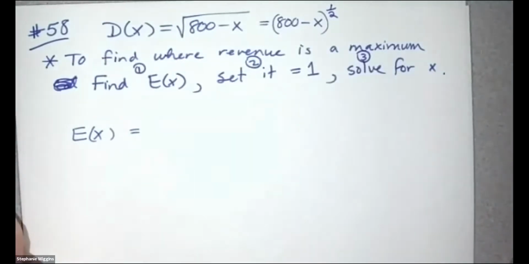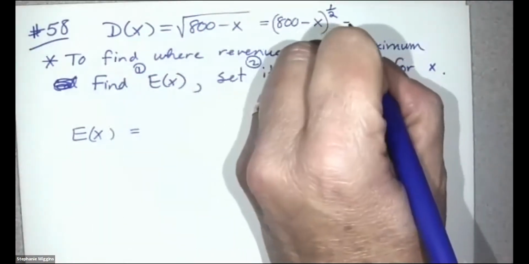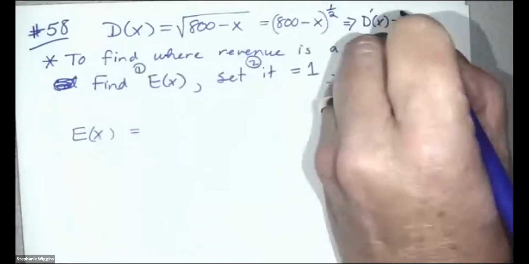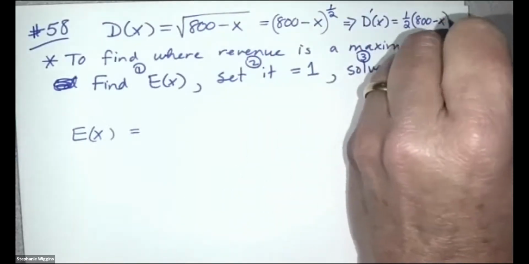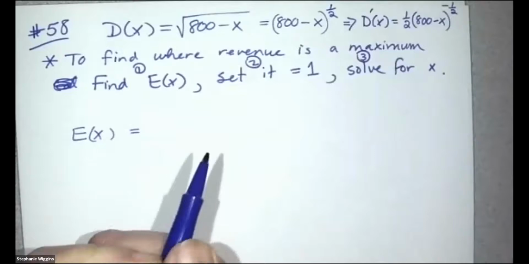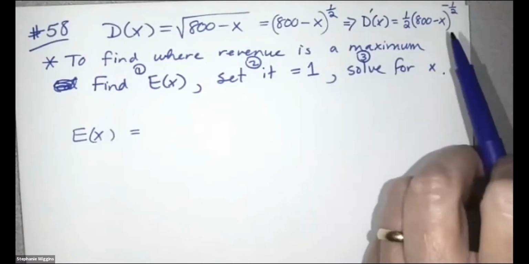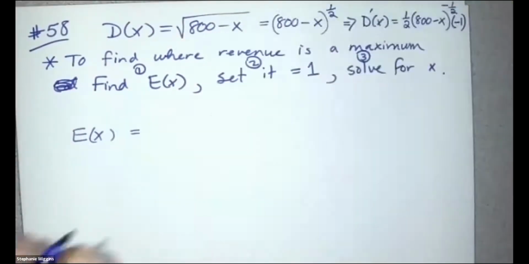So I want to first find the derivative of this. D prime of x equals 1/2 comes out front, then 800 minus x to the negative 1/2 power, okay? And don't forget this last step. By the chain rule, you have to multiply by the derivative of what's inside. The derivative of 800 minus x is negative 1. Don't forget that, okay? That's the chain rule.